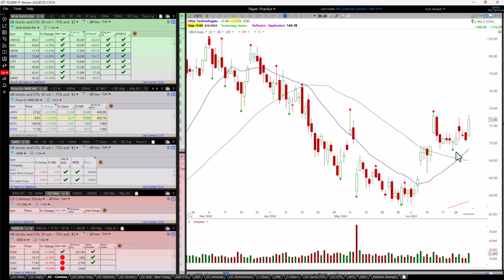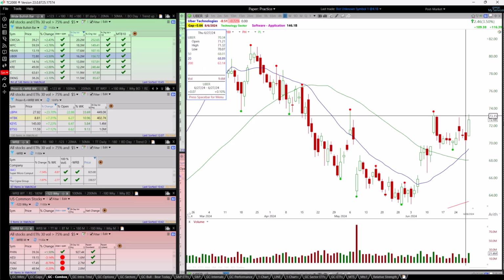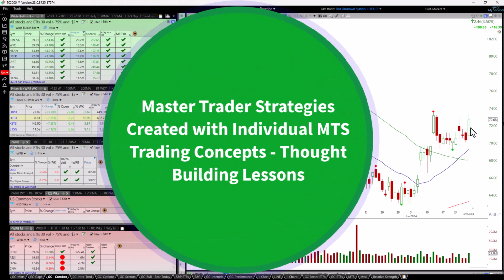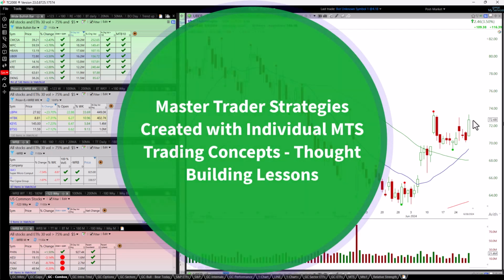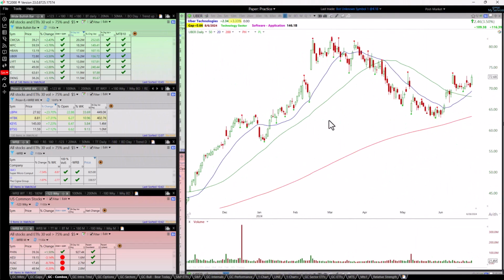Uber, another one in the wide range bar scan. And so while this is retesting this high area here, ideally this would give us a 1, 2, 3 or 1, 2, 3, 4 to move a little further away from this congestion. Nonetheless, this is suggesting it should be able to go up.